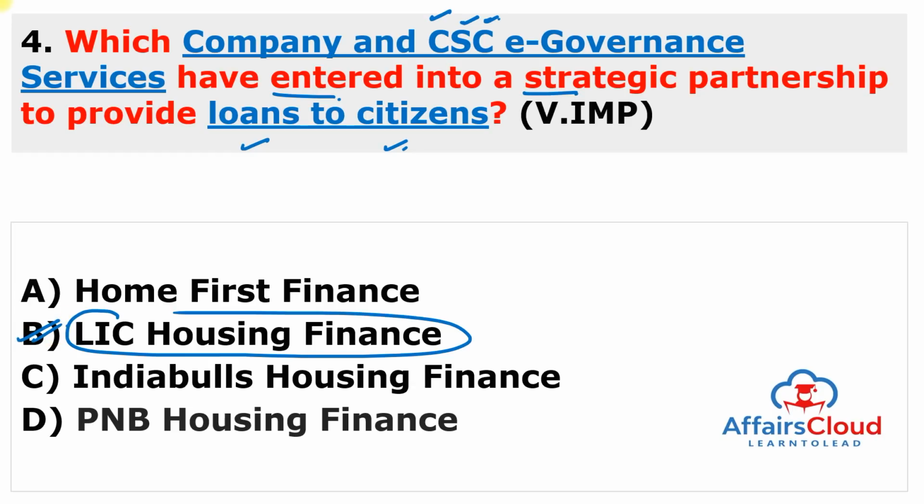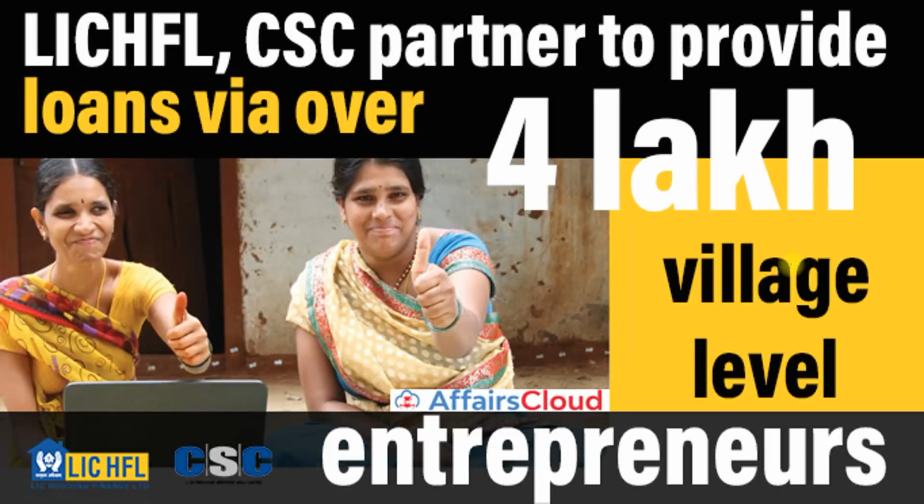So LIC Housing Finance Limited and the Common Service Center of E-Governance Services India Limited have entered into a strategic partnership to provide loans to the citizens through this Common Service Centers network of over 4 lakh village level entrepreneurs. So you can see here, this is LIC Housing Finance Limited, this is Common Service Center, partnered to provide loans to the 4 lakh village level entrepreneurs.